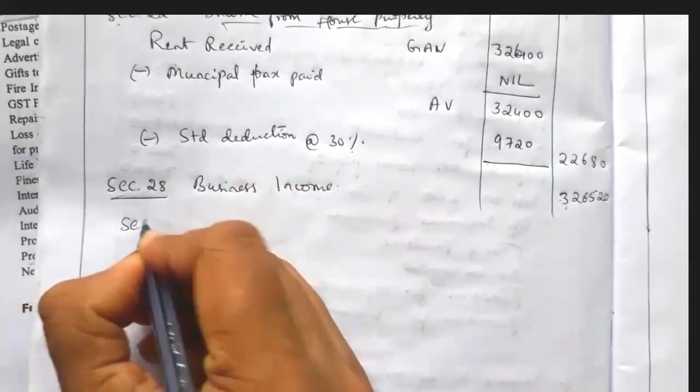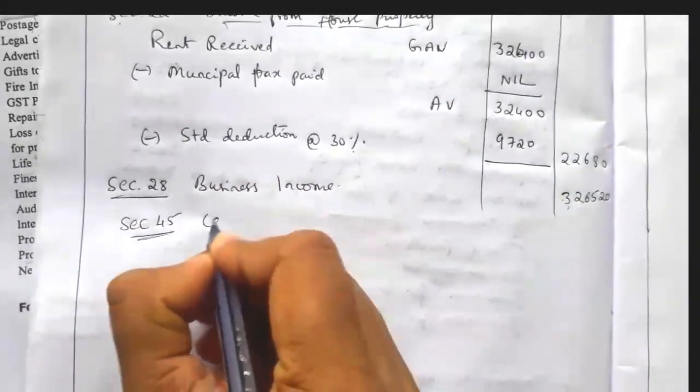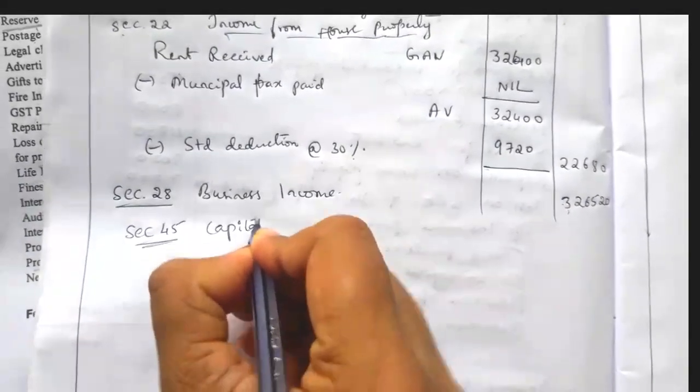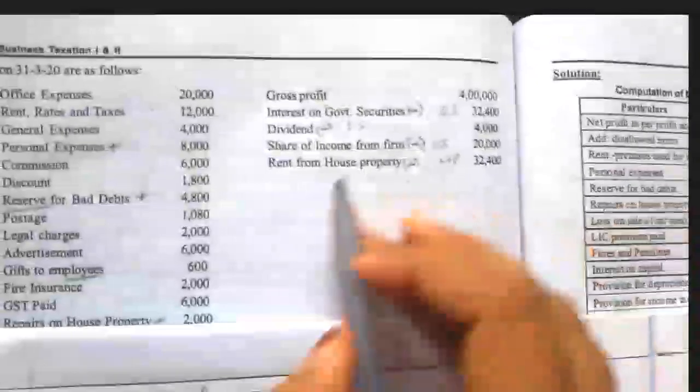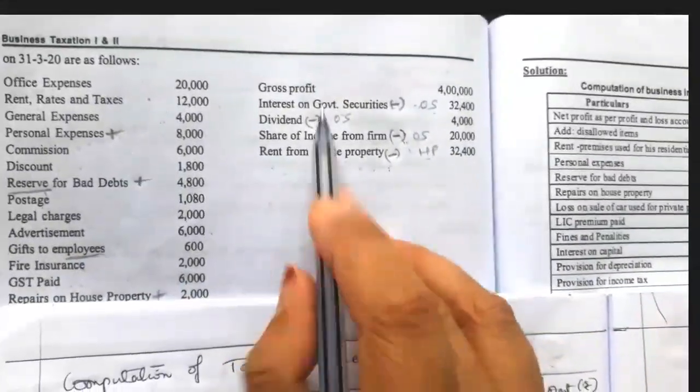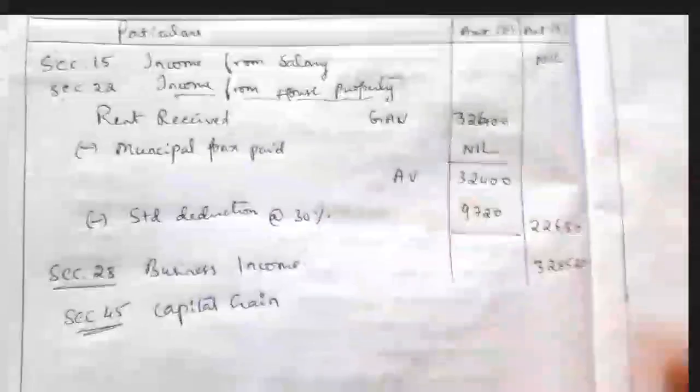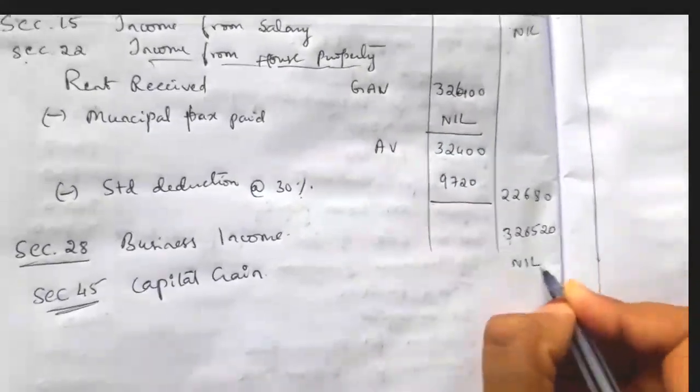Next, section 45 relates to capital gain. If there is any short term capital gain or long term capital gain, then we have to write it here. We have to see here about short term capital gain and long term capital gain. There is no such information about capital gain, so it is nil.